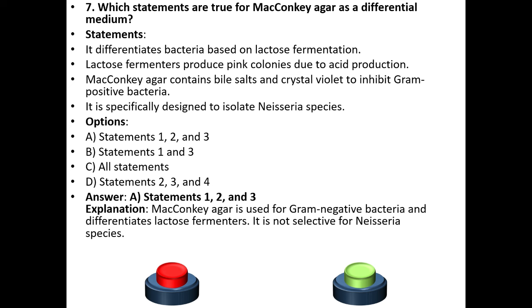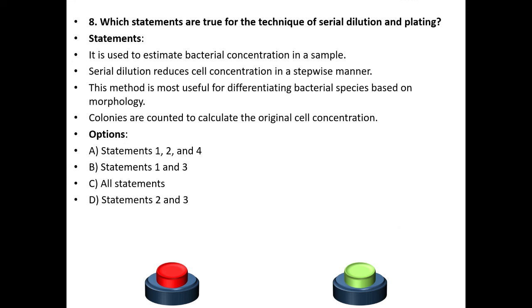Which is the answer? Here the answer is A, statements 1, 2 and 3. Explanation. MacConkey agar is used for gram-negative bacteria and differentiates lactose fermenters. It is not selective for Neisseria species.